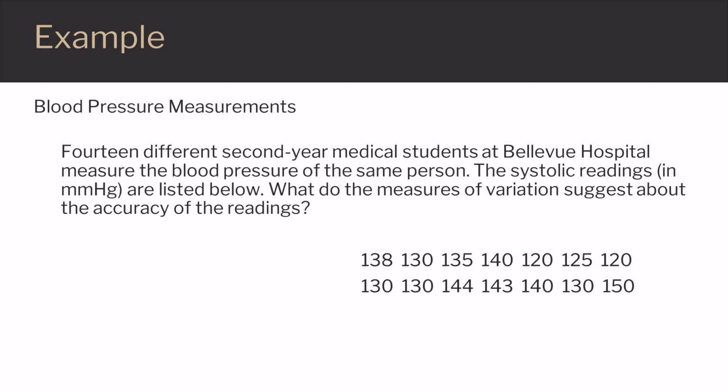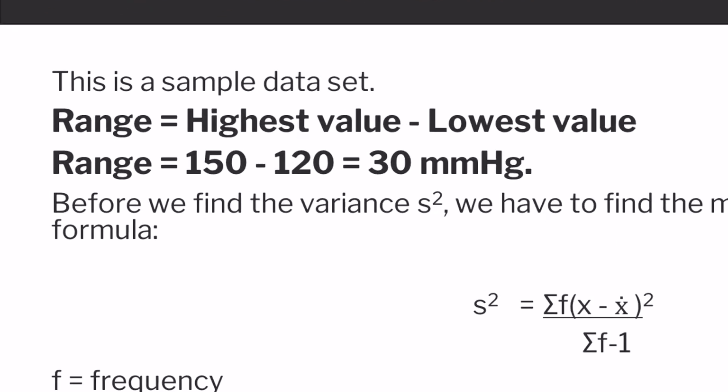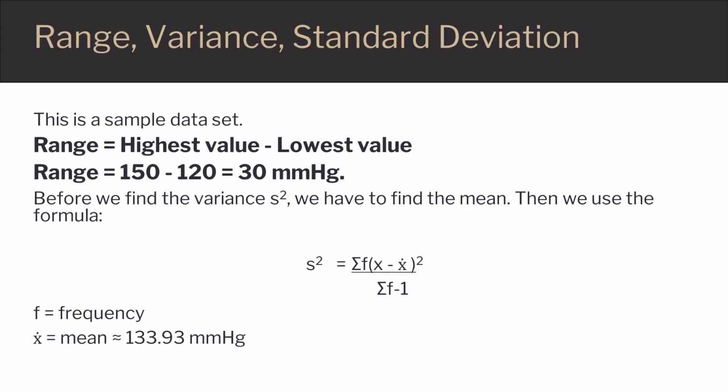We'll start with the range. The range is the highest value minus the lowest value. On our list, the highest value is 150 and the lowest value is 120, so the range is 30. This gives us a rough idea of the spread, but doesn't tell us much about what is happening between the max and the min. The variance and standard deviation will give us a better idea about the spread.